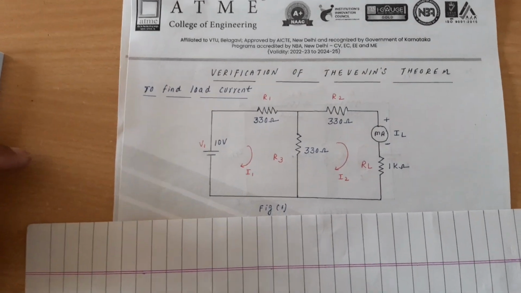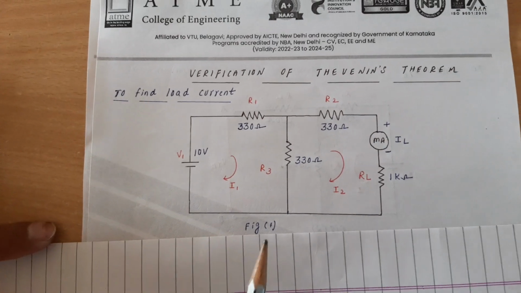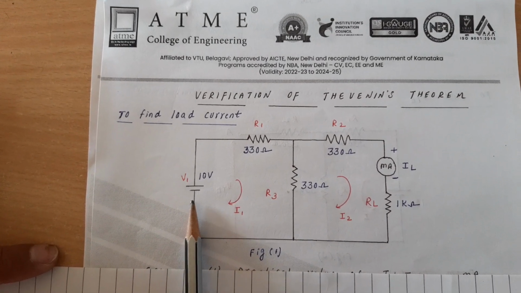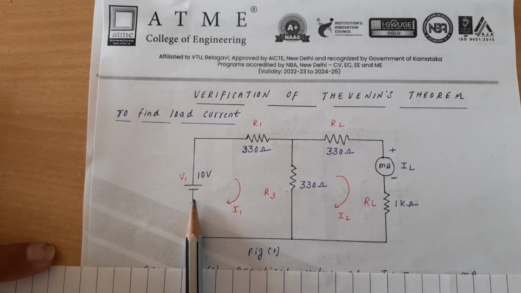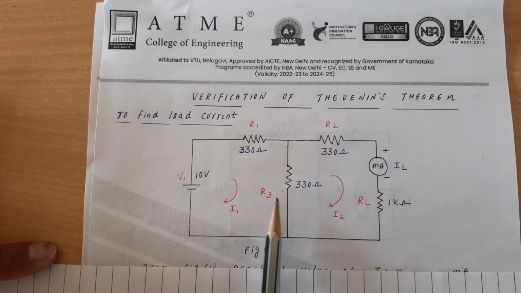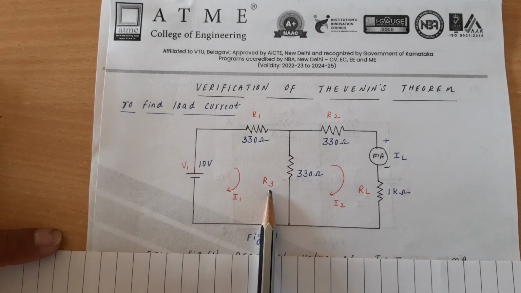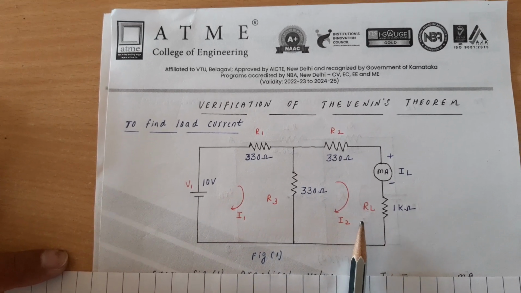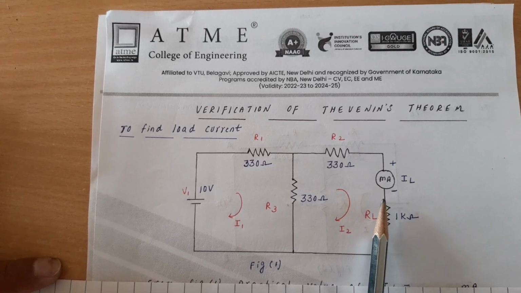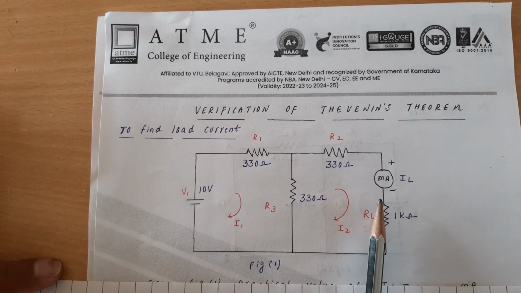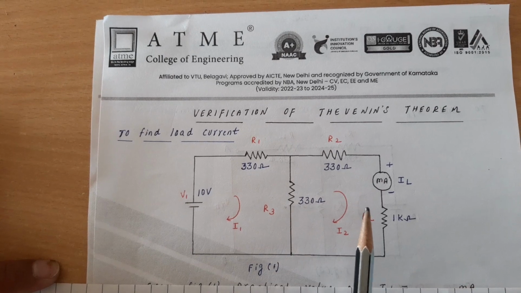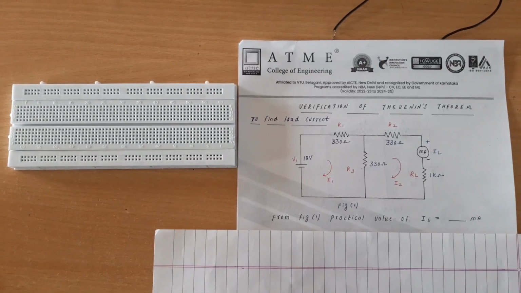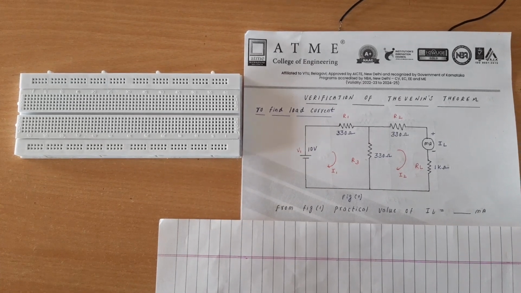So look at the circuit diagram. Here we have a power supply V1 equal to 10 volts, R1, R2, R3, three resistors of same value 330 ohms and a load resistance of 1 kilo ohms, and we require 1 milliammeter to calculate load current. Now I will show you how to connect this circuit diagram.